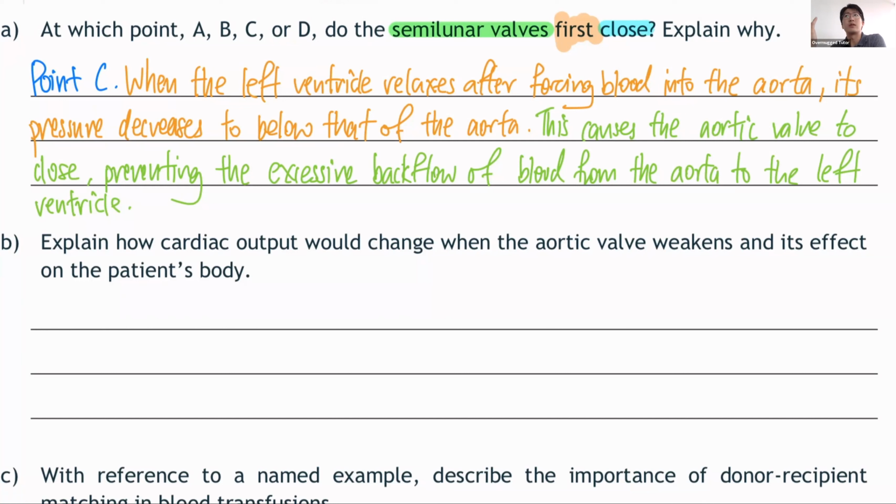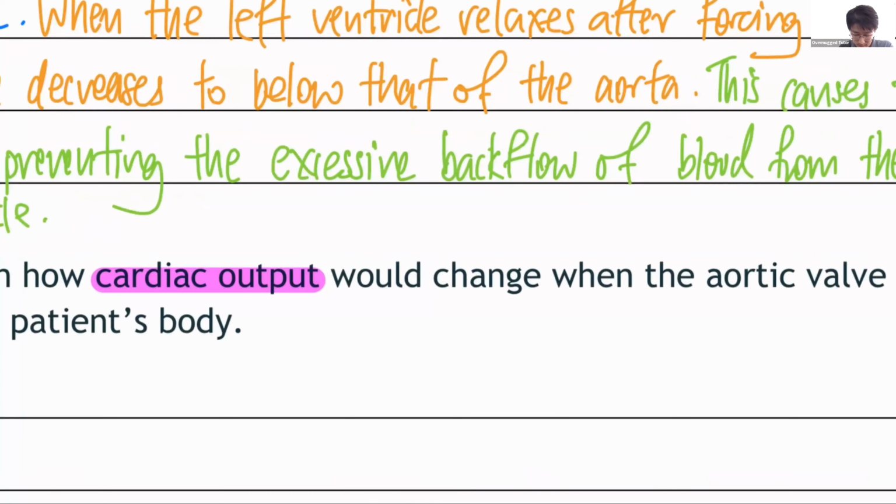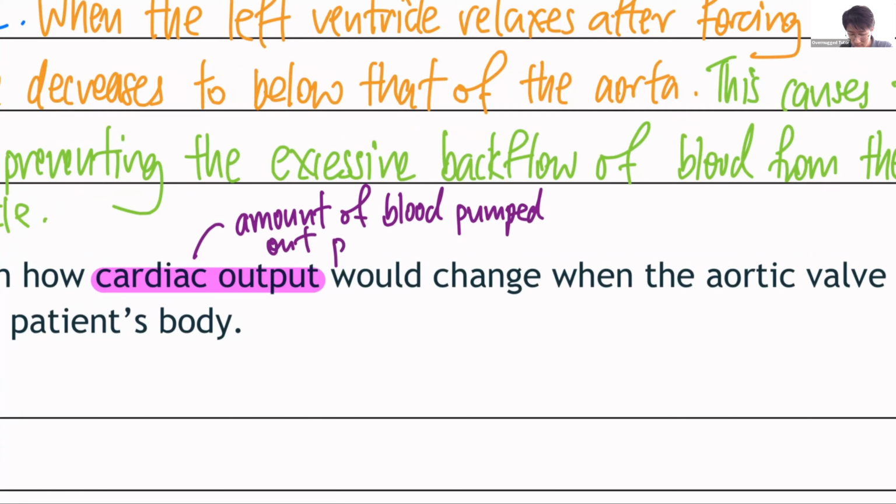What is cardiac output? Break down those two words. Cardiac refers to the heart. Okay. Output refers to what? Is it the amount? Amount of blood what? Output. Yes. Okay. So cardiac output over here. Well done, Kaden. Thank you. Cardiac output is the amount of blood pumped out per heartbeat.